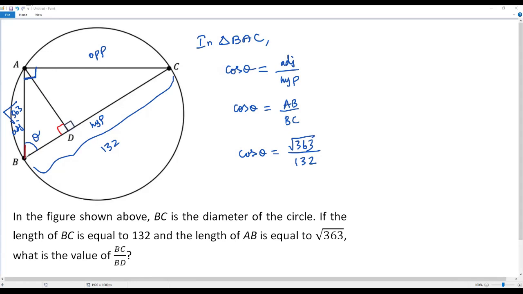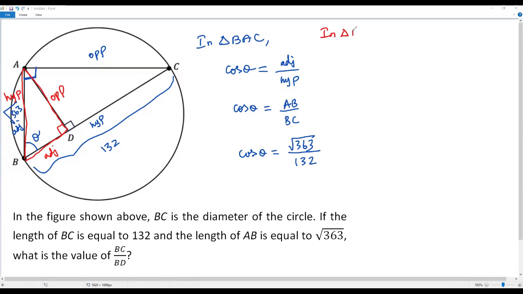Now let's consider the right triangle BAD over here. Considering the interior angle measure theta, the name of the side AD will be opposite because this is the side opposite to the angle measure theta. And now this AB will become hypotenuse because it is opposite to the right angle in this right triangle BAD. The name of the third side BD is adjacent side. Now in this right triangle BAD, let me find the same trigonometric ratio cosine theta.